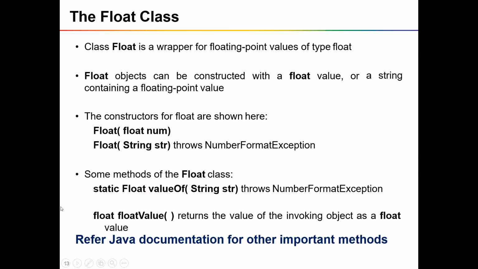Then for the Float class, we have two constructors. Inside the argument, either you can pass a float as an argument, or you can pass a string as an argument. And there is a method valueOf. So the valueOf method will try to convert your string argument into a float type. And there is a method floatValue that converts your wrapper type into a primitive type.